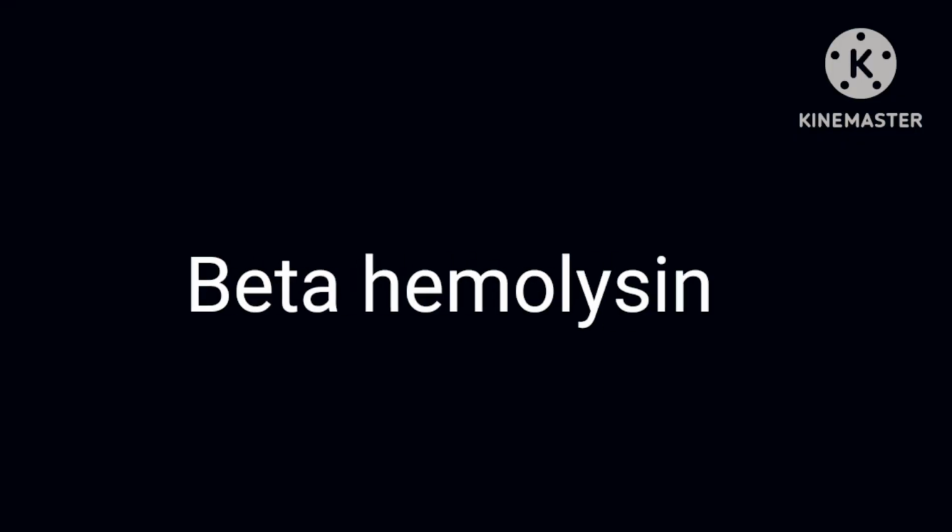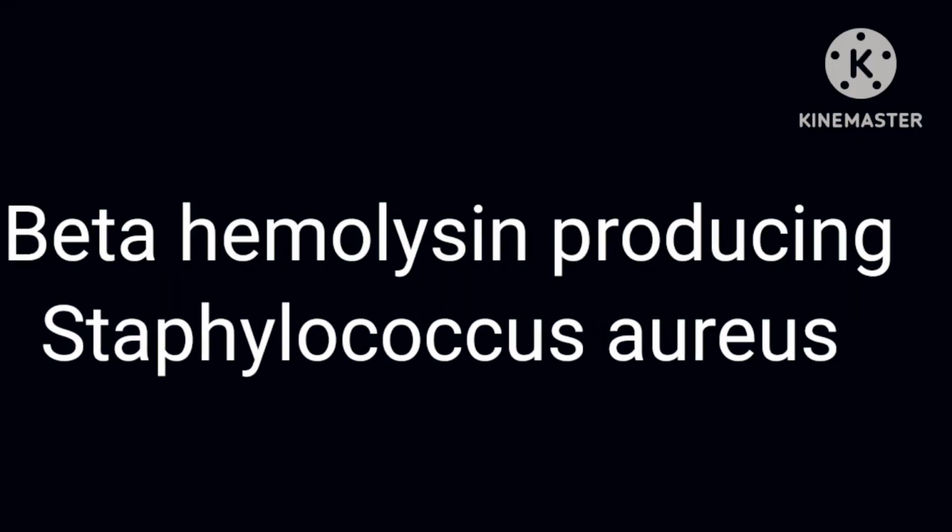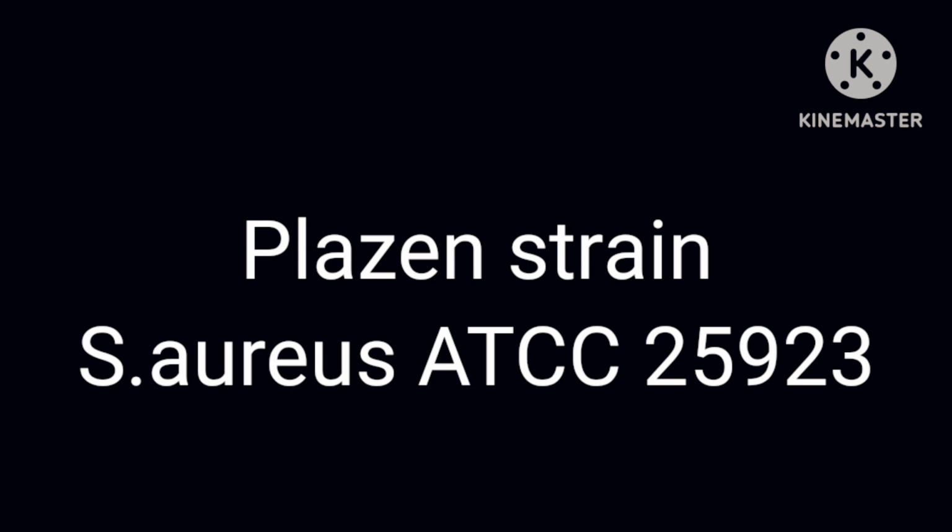CAMP test can be done only with beta hemolysin producing strains of Staphylococcus aureus. An example of such a strain is the Placent strain, that is ATCC 25923. Let me tell you about the procedure of doing CAMP test.